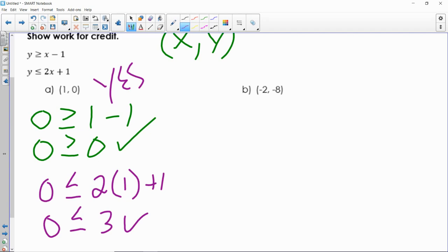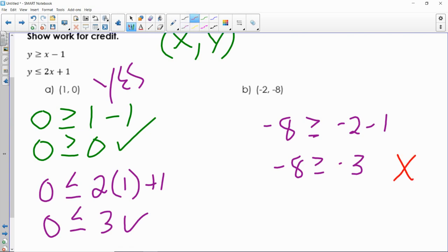For part B, -8 is the y value. Is -8 greater than or equal to -2 minus 1? -8 is greater than or equal to -3. -8 is not greater than or equal to -3, so I don't need to go any further. If it doesn't work in both, it's not a solution. So -2, -8 is not a solution. That's what we're looking for in distinguish.